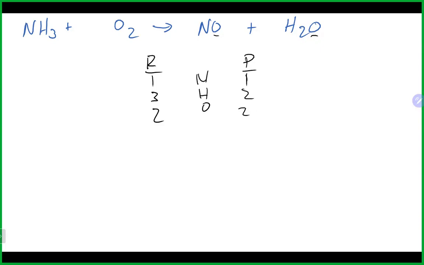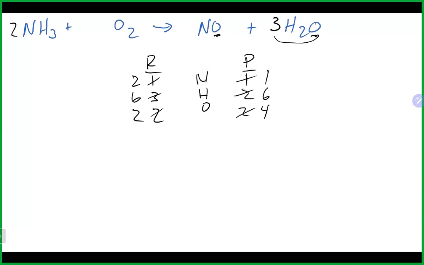Common number between 3 and 2 is 6. So to get my hydrogen on the right to 6, I need a 3. And to get my hydrogens to 6 there on the left, I will need a 2. That would then give me 2 nitrogens, 6 hydrogens, and 2 oxygens. On the right-hand side, 1 nitrogen, 6 hydrogens, and 4 oxygens, as I got 3 there and 1 more there as well.